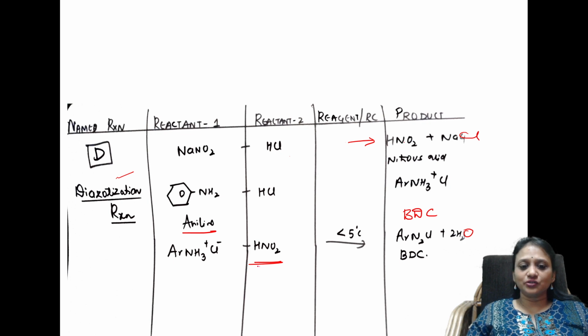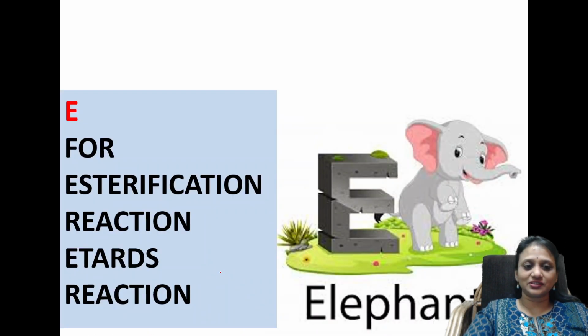That nitrous acid you are going to combine with the salt of aniline, right? And finally, you're going to prepare BDC. That's the whole reaction of diazotization I have written here, with reaction conditions less than 5 degrees. Got it, students? Very good.